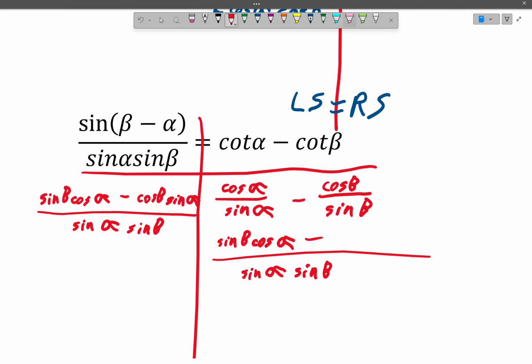So it's going to be sine, or let's do it the other way around just because it's going to match better. Cos beta sine alpha. And then it multiplies top and bottom, so that's why we have common denominators. And look at that, we have left side equals right side.